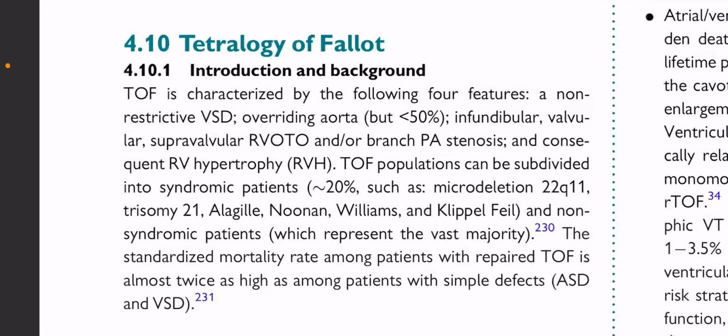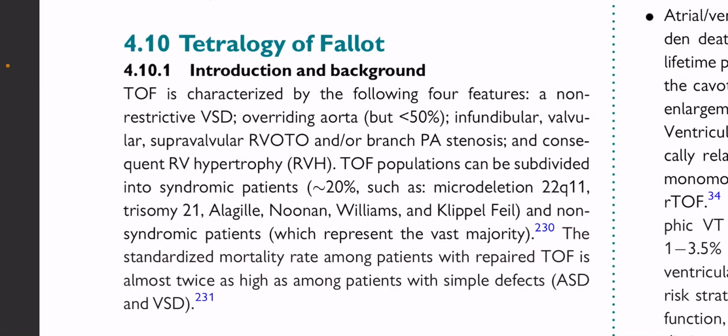Tetralogy of Fallot. Introduction and background. TOF is characterized by the following four features: a non-restrictive VSD, overriding of the aorta but less than 50%, infundibular, valvular, supravalvular RVOT obstruction and/or branch pulmonary artery stenosis, and consequent RV hypertrophy.